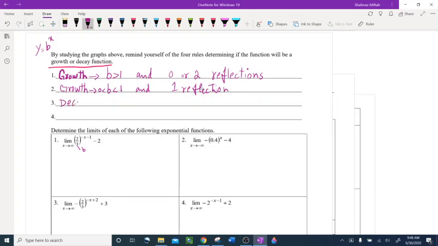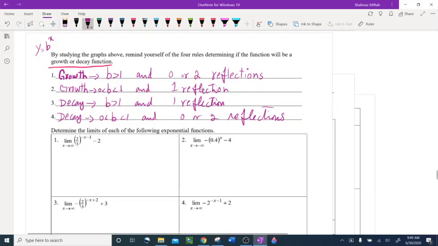Then we have the third decay, and I will be doing this with an example so you will understand it better. B is greater than 1 and 1 reflection. You know, these reflections, I don't know if you can remember that. B is less than 1, greater than 0, and 0 or 2 reflections. Okay, we're going to apply all these 4 rules on the graph that we are going to do right now.